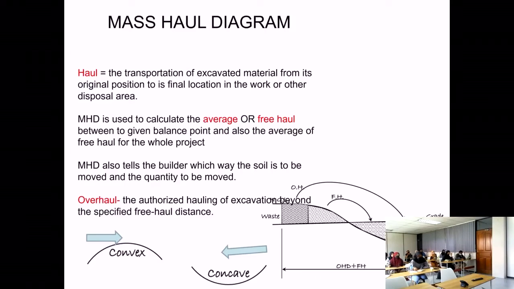Now, the soil behind it will take a longer way to go to the fill area. This is called overhaul. Overhaul. So, your client will only agree to pay for the freehaul and also the overhaul. Anything over here is called waste. Waste means you need to discard.